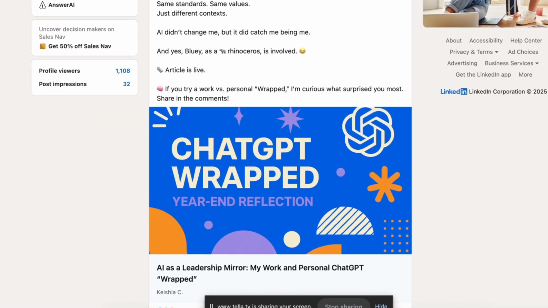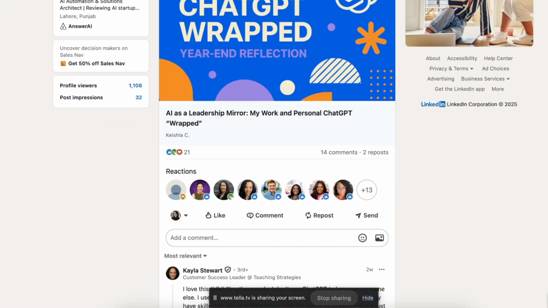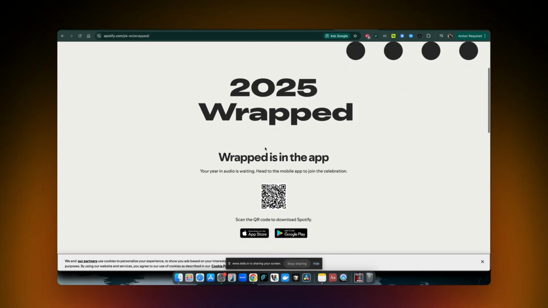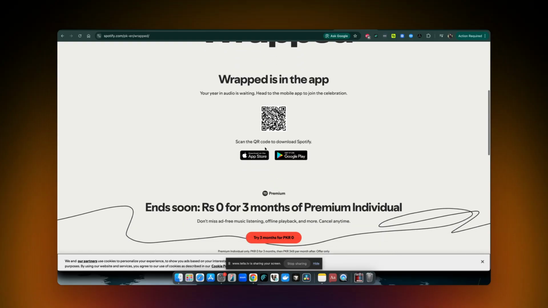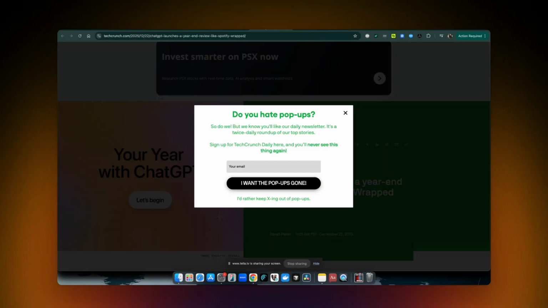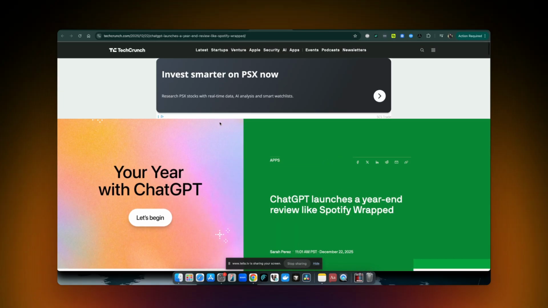Hello everyone. So just like everybody else, I was hopping on a trend and I was seeing a lot of posts related to ChatGPT Wrapped, just like Spotify had it for 2025, where it gives you top playlists and top artists that you have listened to. And on the same theme, there was a lot of news that ChatGPT has launched something called Your Year with ChatGPT, where you can analyze all your chats and see your usage and the questions you ask and all of that.